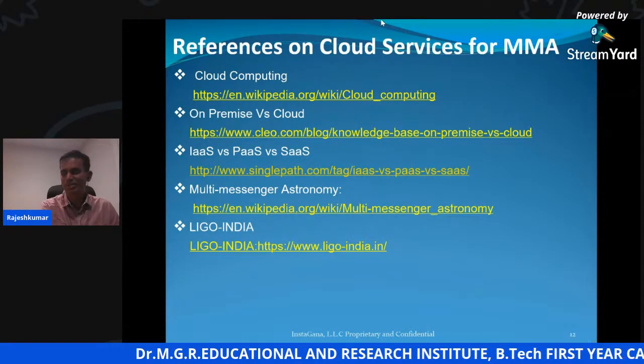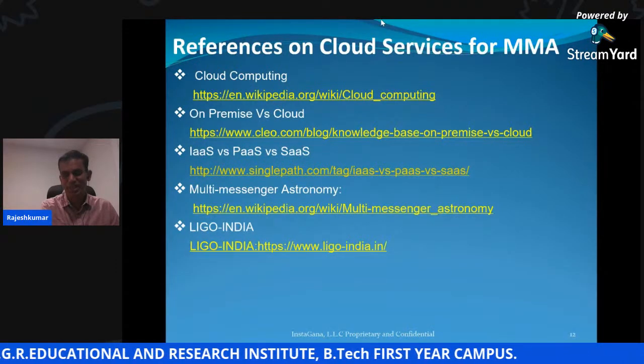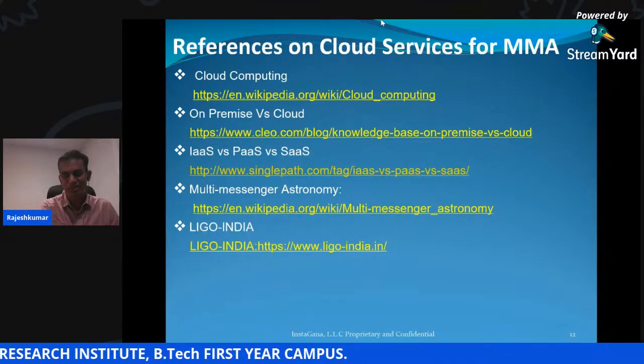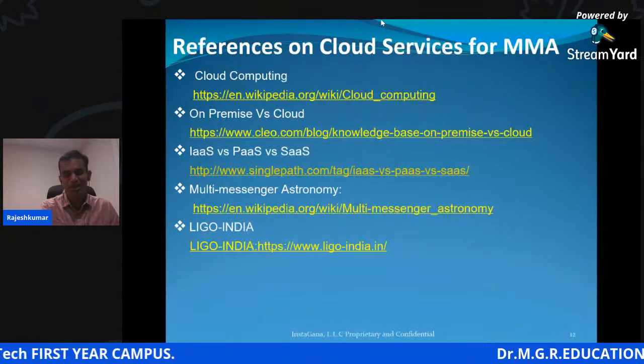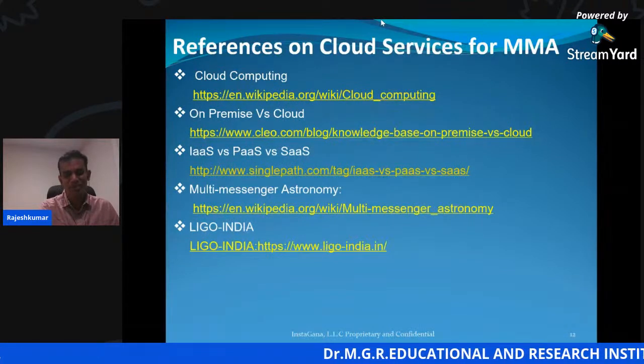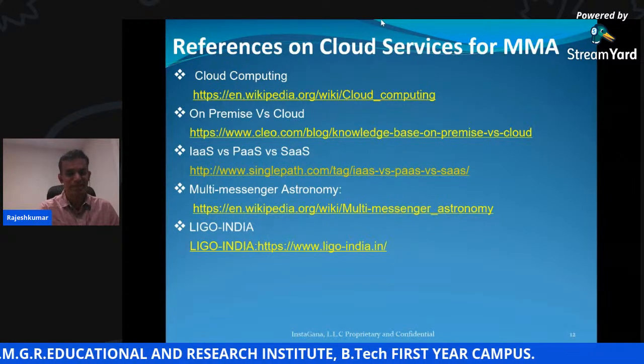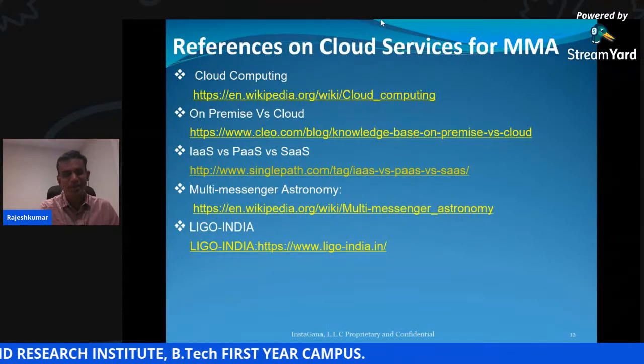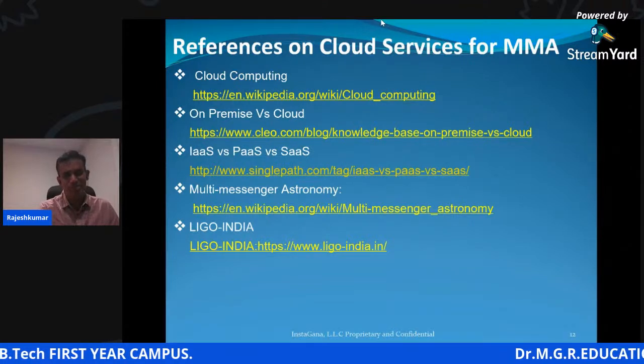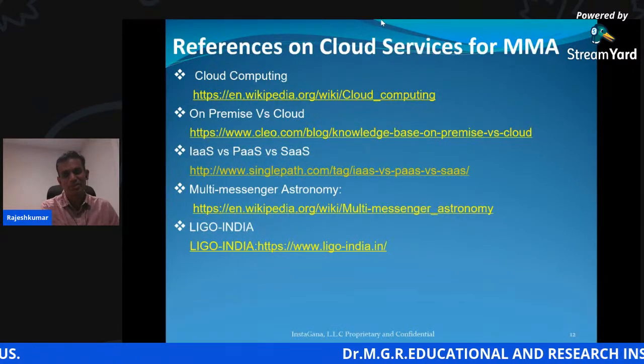So I think to wrap up, we started with what cloud computing is, what the different deployment models are, and we saw the differences between the cloud offerings, what our exact problem statement is today, and how we are addressing it using cloud computing. So that is what it is.